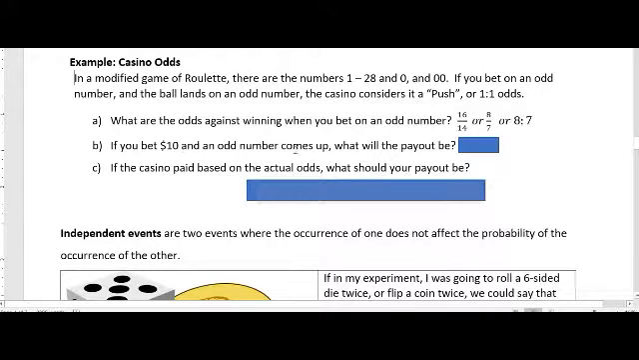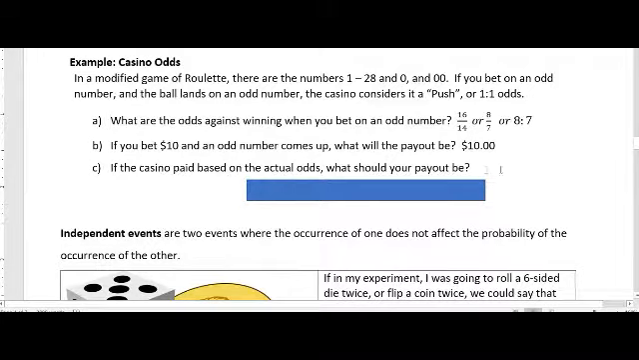If you bet $10 and an odd number comes up, what would your payout be? Well, a payout of even is just you get your money back. So if you bet $10 on odd and it comes up odd, you get your $10 back. That's what they're paying you, because they're saying that's 1-to-1 odds. That's what they consider it. But if they paid actual odds, what would your payment be?